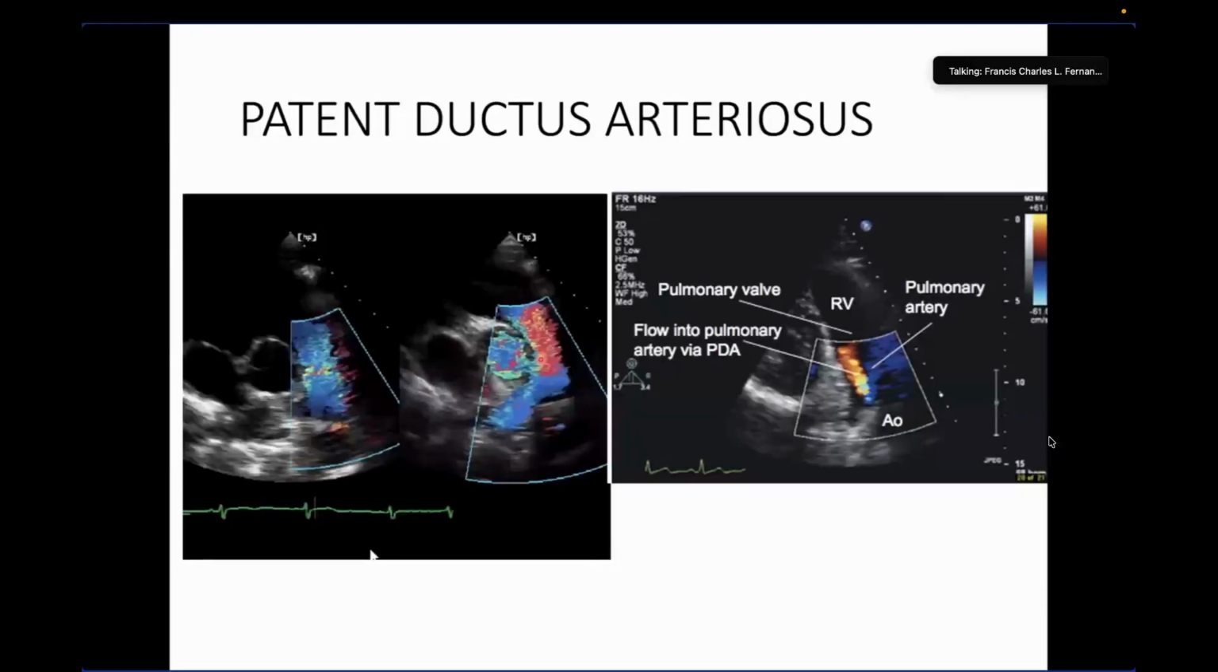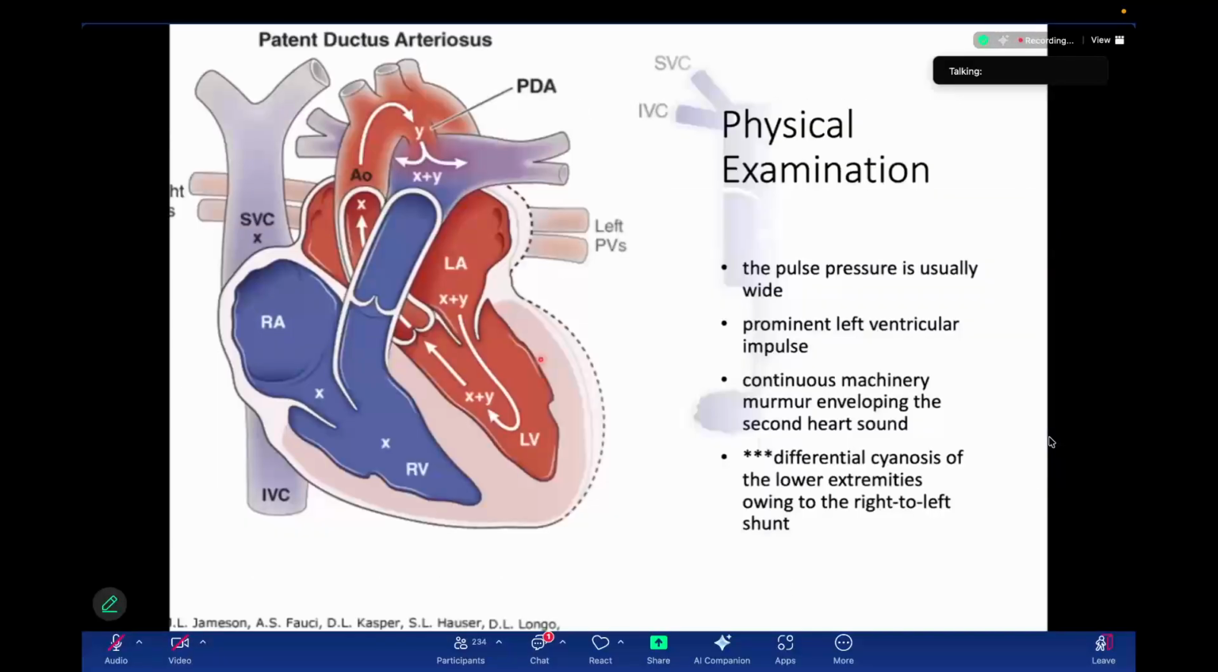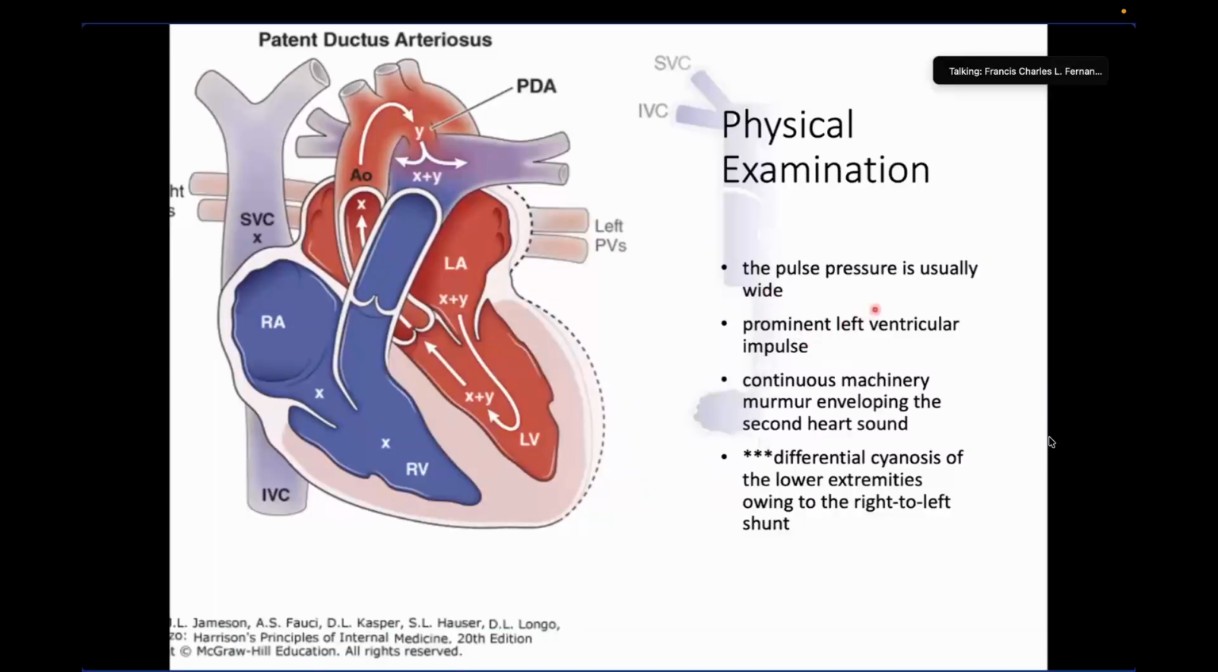Likewise, its repair can be through surgery or a percutaneous approach. You can use an occluder device as well. So what you find is a wide pulse pressure, an LV impulse, and a continuous murmur.